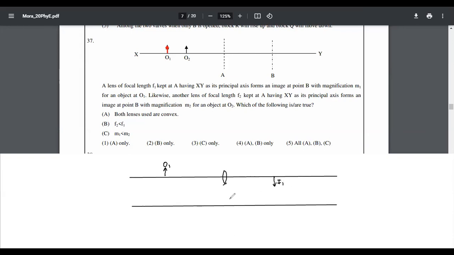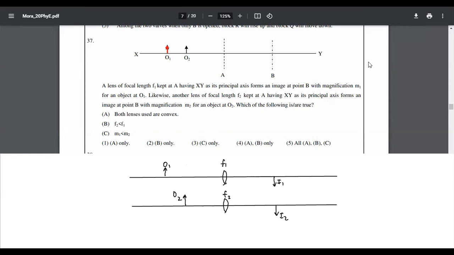image 1. And then you are keeping another lens. This is f1, this is f2. Now the object is kept closer to the lens. And again, the image is obtained at the same position, I2, O2. Let's read it. Likewise, another lens of focal length f2 kept at A, having xy as its principal axis, forms an image at point B with magnification m2 for an object at O2. Which one of the following is true?